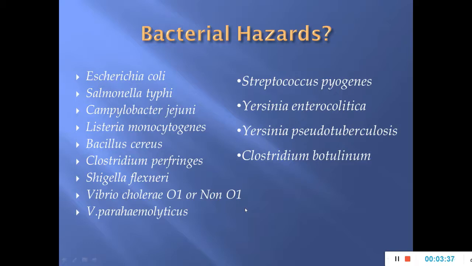Coming to the bacterial hazards, we have different types of bacterial hazards. They could include Escherichia coli, the common fecal contaminant, Salmonella typhi, which causes typhoid, Campylobacter jejuni, Listeria monocytogenes, Bacillus cereus, Clostridium perfringens, Shigella flexneri, Vibrio cholerae, the O1 and sometimes non-O1 also, Vibrio parahaemolyticus, Streptococcus pyogenes, Yersinia enterocolitica, Yersinia pseudotuberculosis, Clostridium botulinum, and this list is in fact insufficient because there are lots of bacterial hazards which could be present in different types of foods.